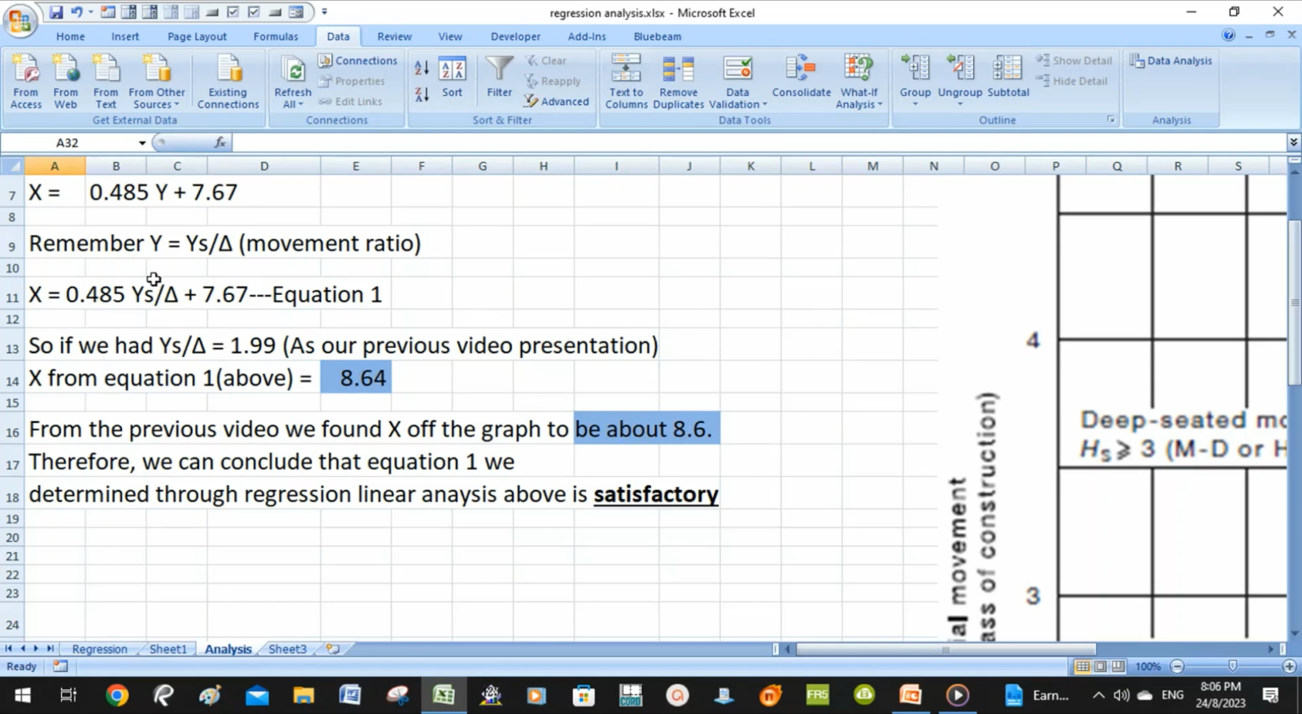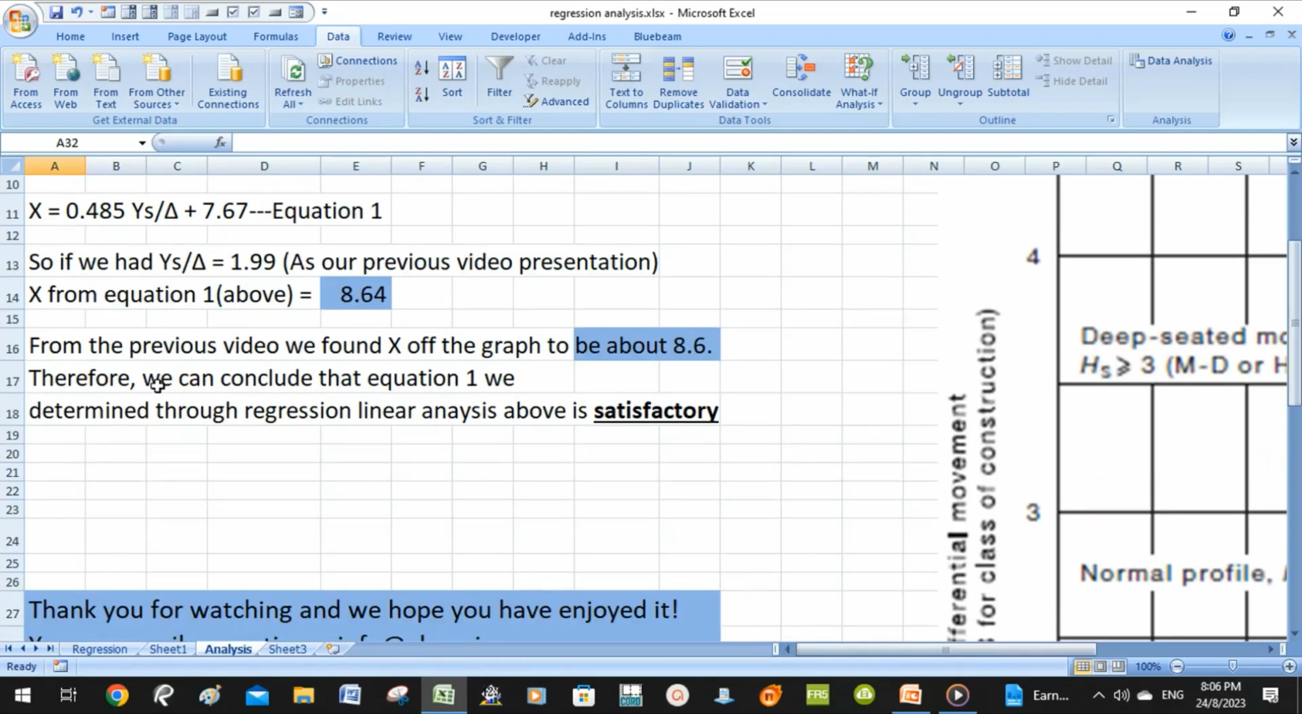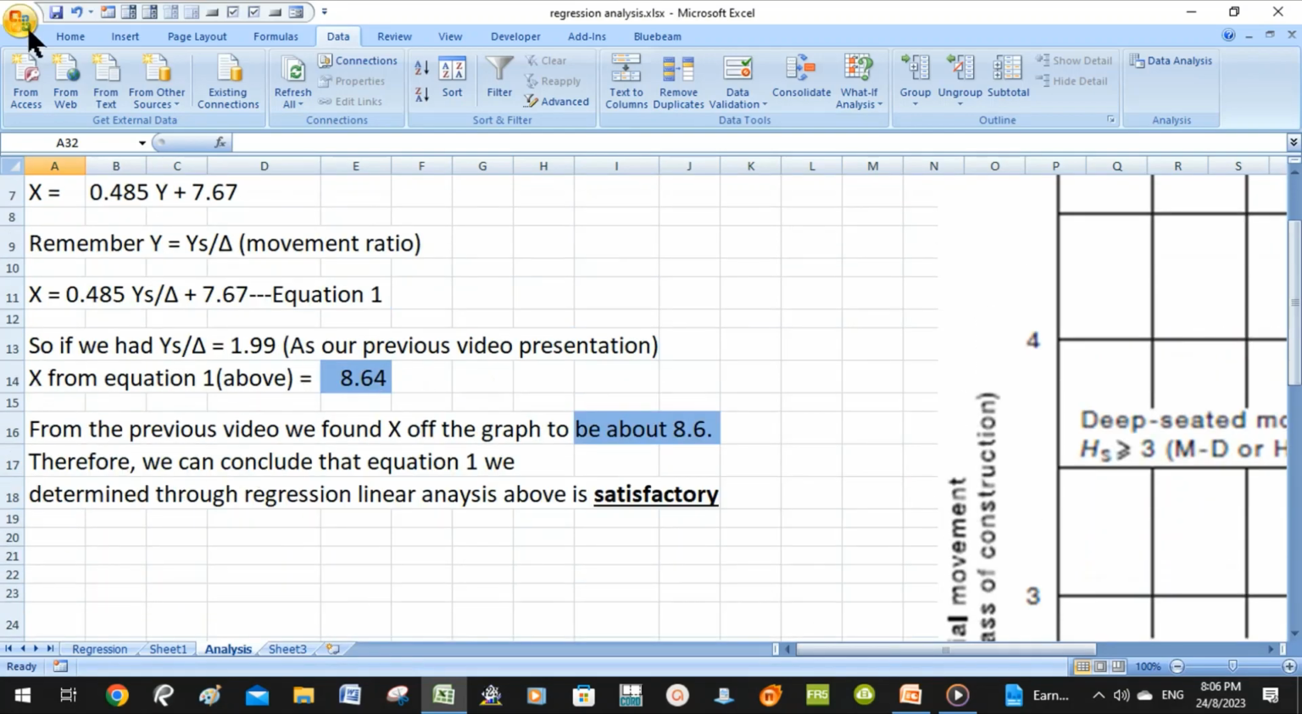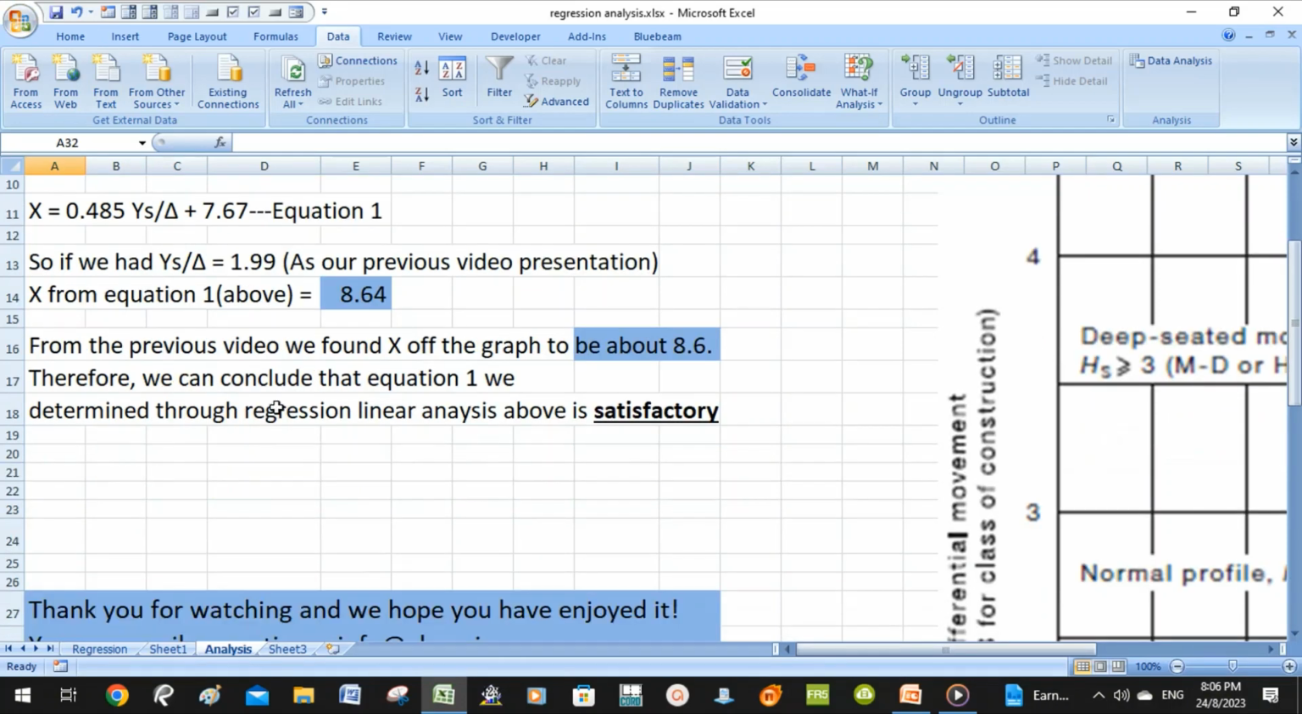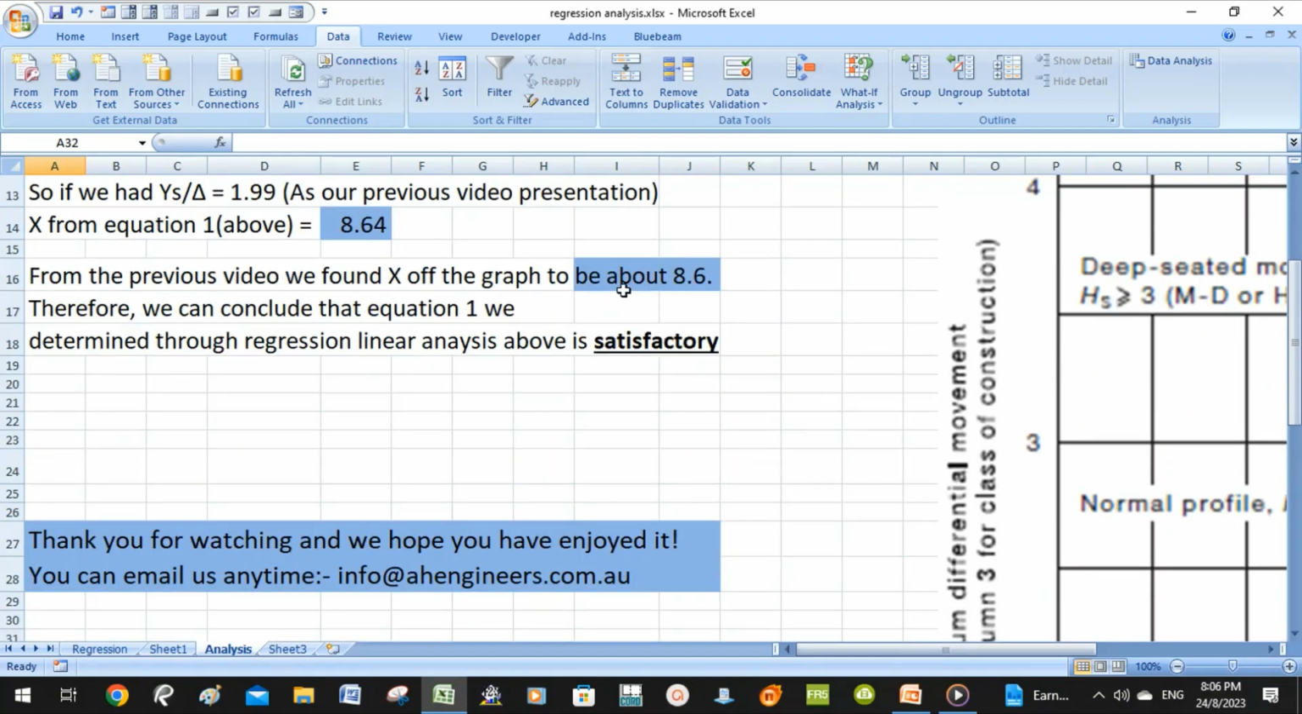Therefore, we can conclude that equation 1 is fantastic and satisfactory. It will make our life so much easier, especially in design, where we want to use an Excel program to work out the depth of the slab without the need to go back and manually look up graph 4.1 every time we want to work out the depth of the slab.